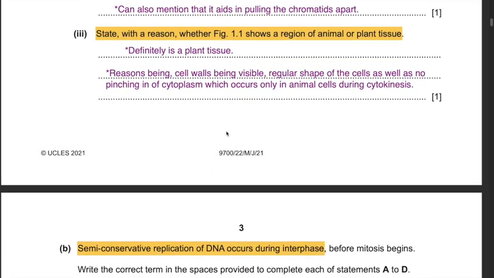The reasons are cell walls are visible, regular shape of the cells, as well as no pinching in of cytoplasm, which occurs only in animal cells during cytokinesis. So, mentioning it is a plant tissue along with one reason will earn you that 1 mark. If you state it is an animal tissue, it is definitely wrong.